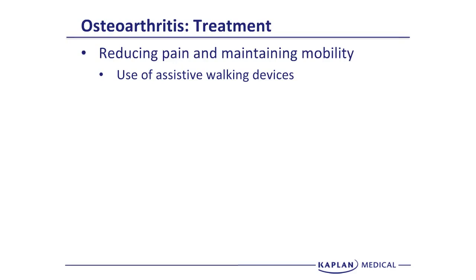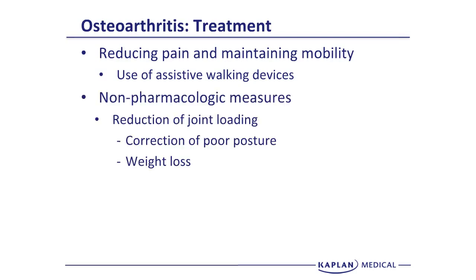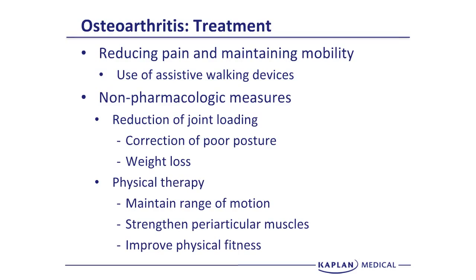So really, physical therapy is going to be very important for this patient. There are a lot of non-pharmacological measures that you could use, such as reducing the load of the joints, either by losing weight or correcting the posture of the patient. Those are things that can be done. All these can be achieved through basically physical therapy. You want to maintain the range of motion in these patients, again, with physical therapy as well.